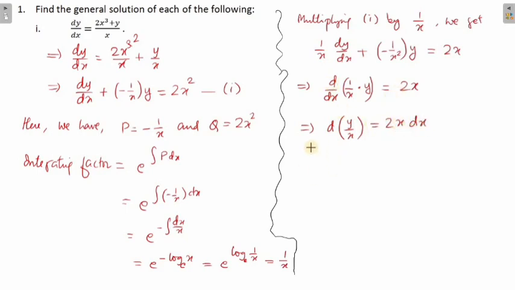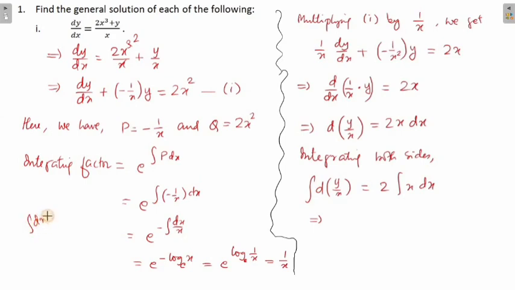Now we will integrate both sides. So this is the first problem. You may find it difficult, but from the next problem onwards, you will find it very easy. So integrating, you get d of y by x is equals to 2 integral x dx. All of you know integral dx is x, isn't it? Similarly, integral d of y by x is going to be y by x is equals to 2. Now integral of x is, all of you know, x squared by 2.